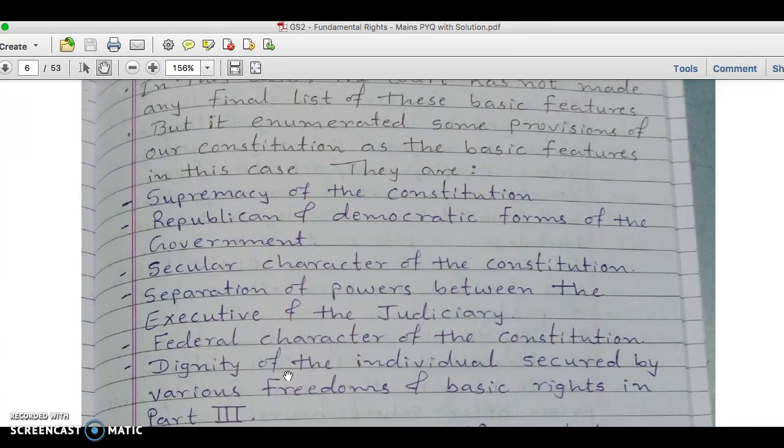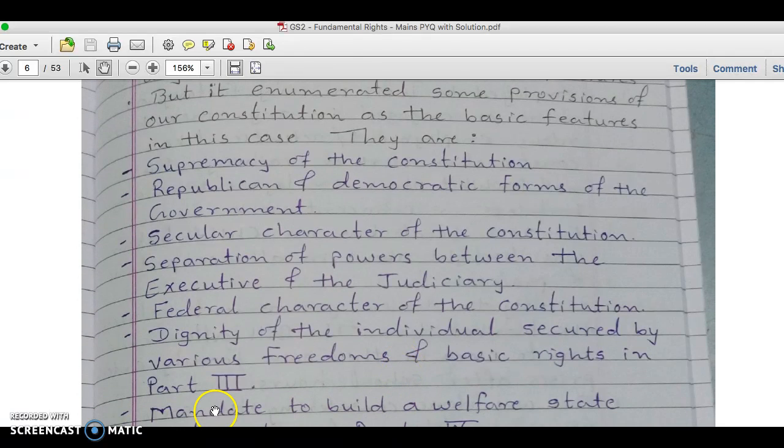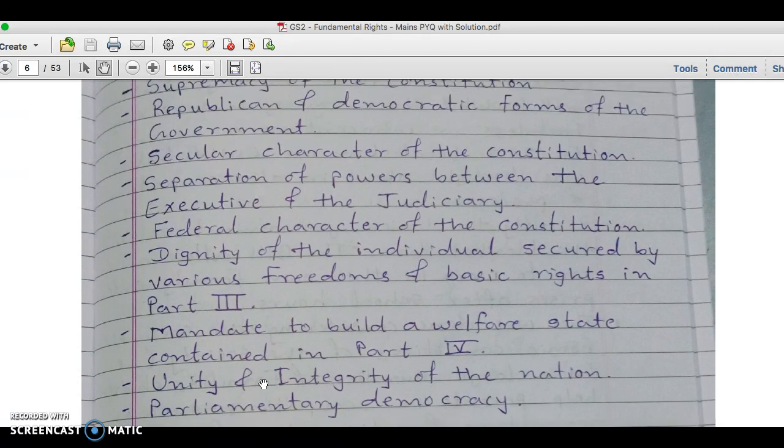I want you to write this down in the comments. So in India we have a quasi-federal structure. Then the dignity of the individual, secured by various freedoms of basic rights in Part 3, and last is the mandate to build a welfare state contained in Part 4. So what is Part 4? In Part 4 we basically talk about the DPSP, right? I want some answers from you as well.